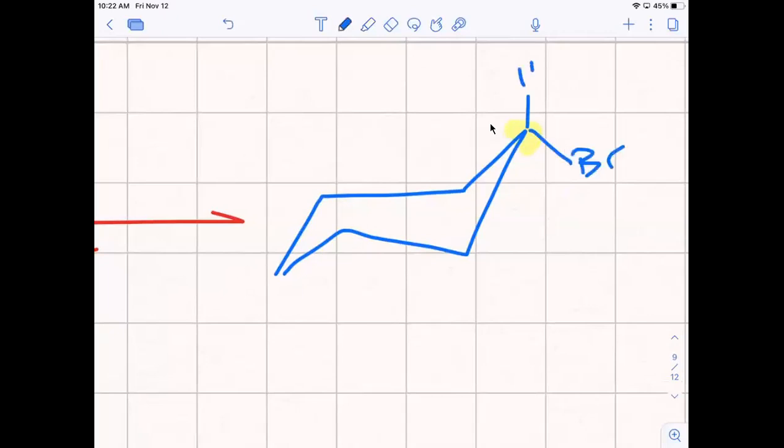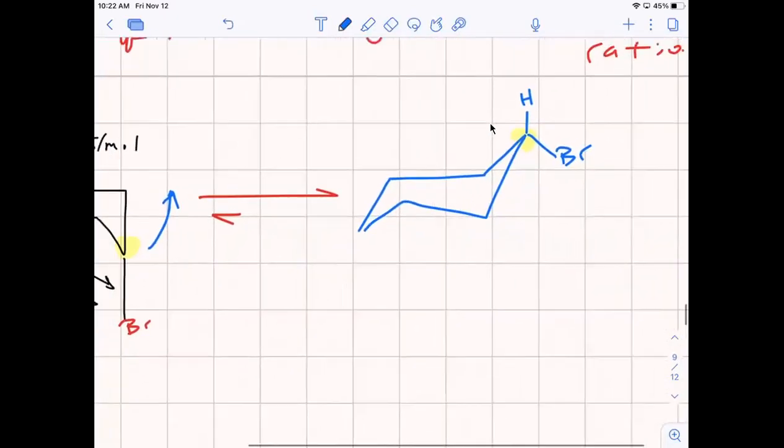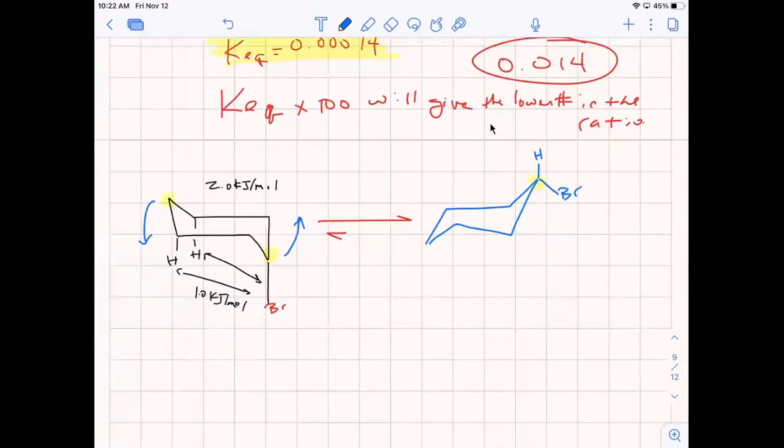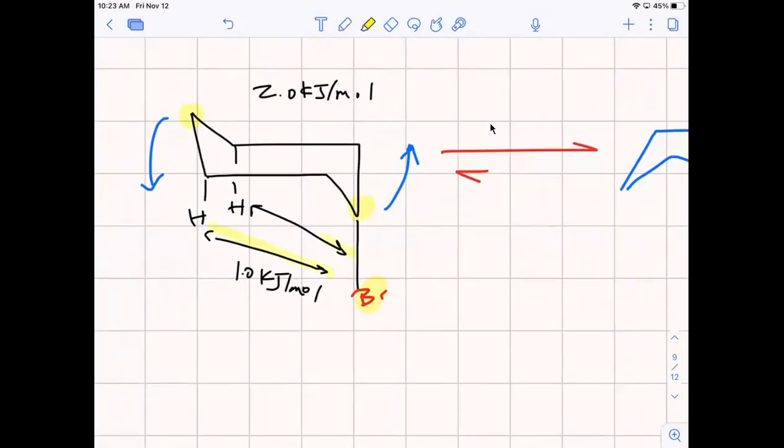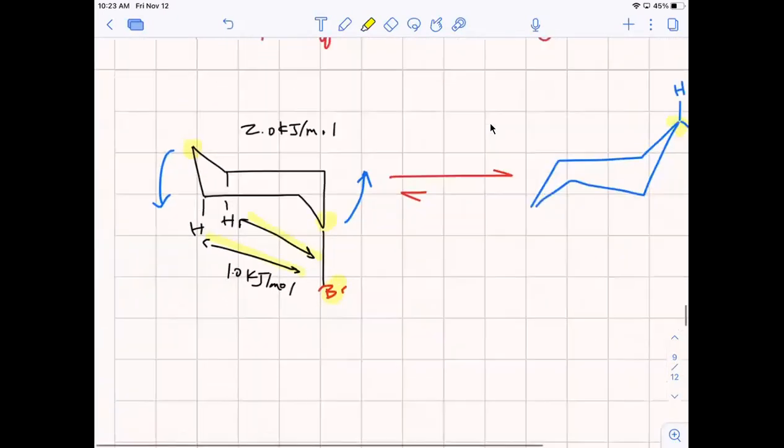I have a question. Go ahead. How do we know that the equilibrium favors the flip? Because in the flip, the axial substituent is now equatorial. And that's always better in the case of cyclohexane. That's always better for your axial substituents to be equatorial, because you don't have the 1,3 diaxial interactions that you have here. Those are gone in the chair flip.